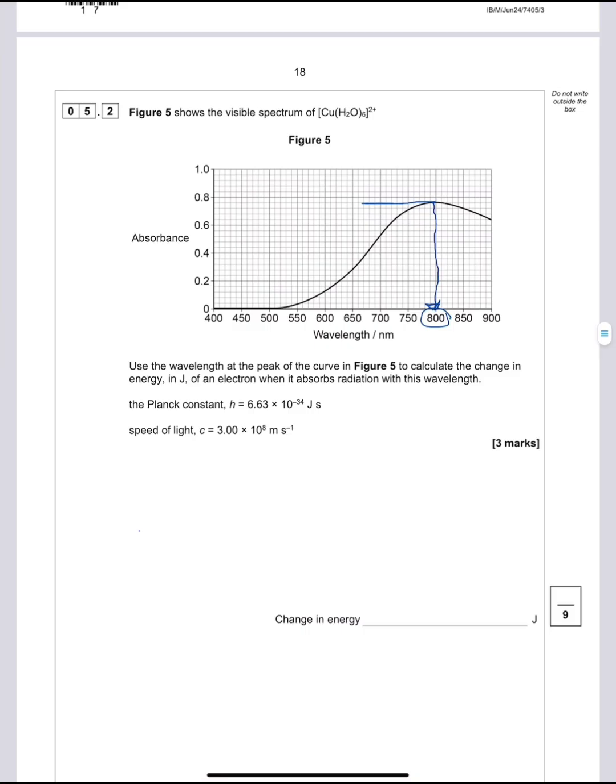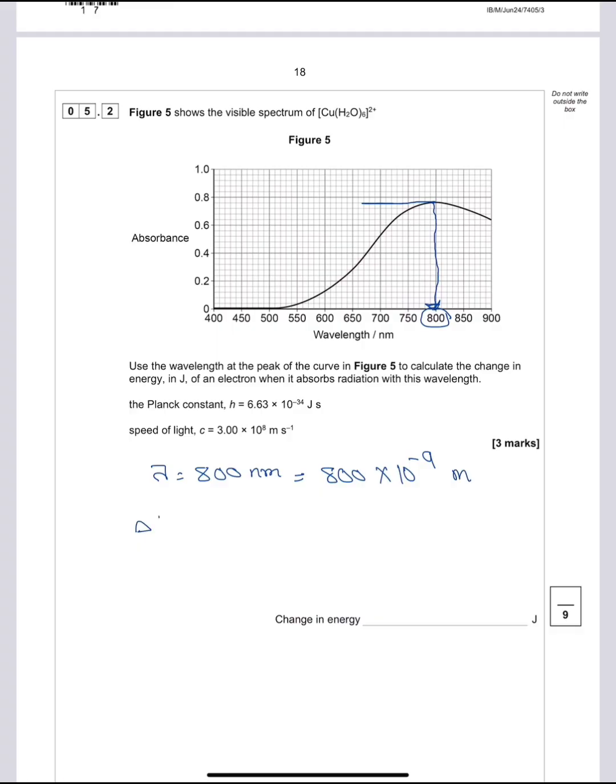So they want you to calculate the energy using this data. First of all, you need to find the wavelength. The wavelength here equals 800 nanometers. We need to change that into meters, because when we calculate the energy, we need to use meters. So it will be 800 times 10 to the minus 9 meters.